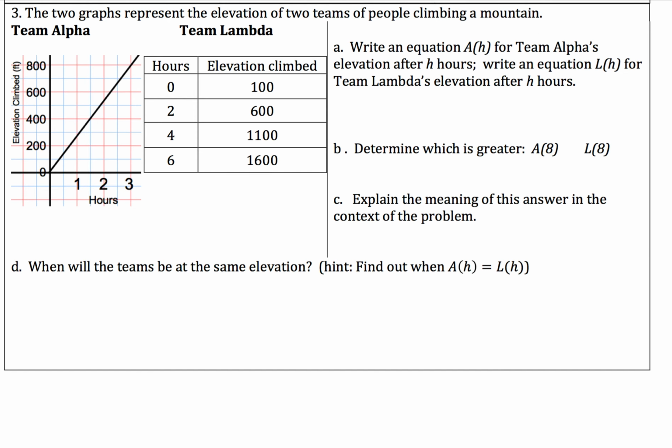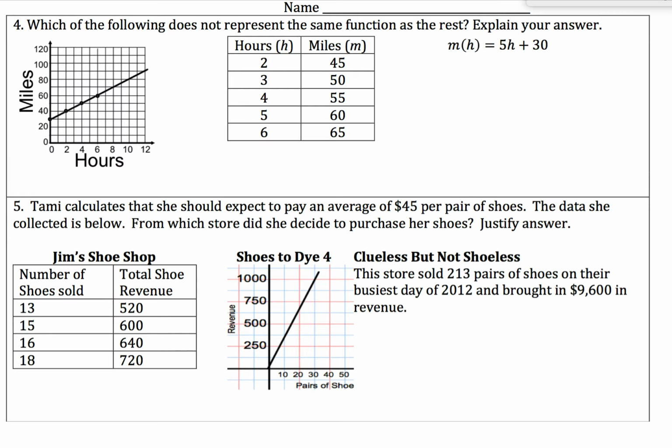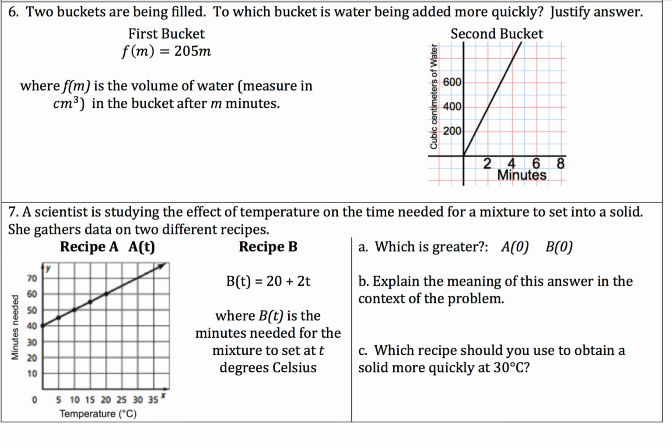Number 3, we're comparing 2 hiking teams, Team Alpha and Team Lambda. We've got a few questions to answer about that. Number 4, find the one that is not the same function as the other 2. Number 5, we're trying to find the shoe shop that Tammy plans on buying shoes from based on the information we're given there. Number 6, we're trying to find out which bucket is getting water added to it more quickly. And 7, we've got a mixture that sets into a solid.